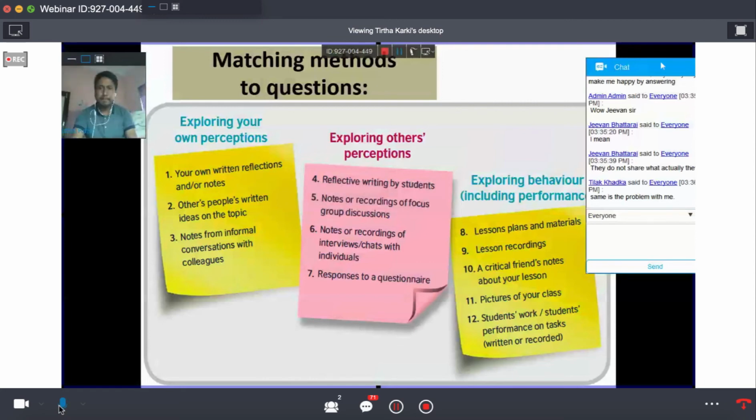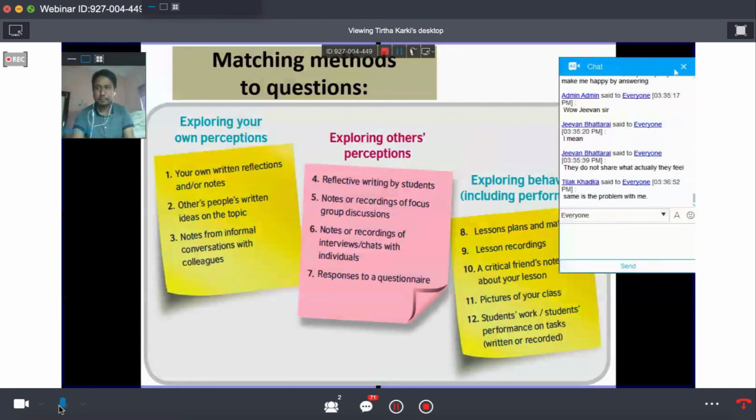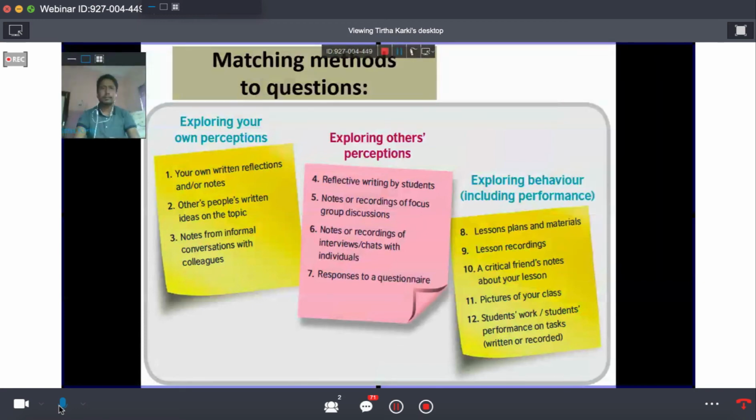Any questions as of now, friends, as regards research instruments? Yeah, Joshi sir had said, like, pictures of the classmates.